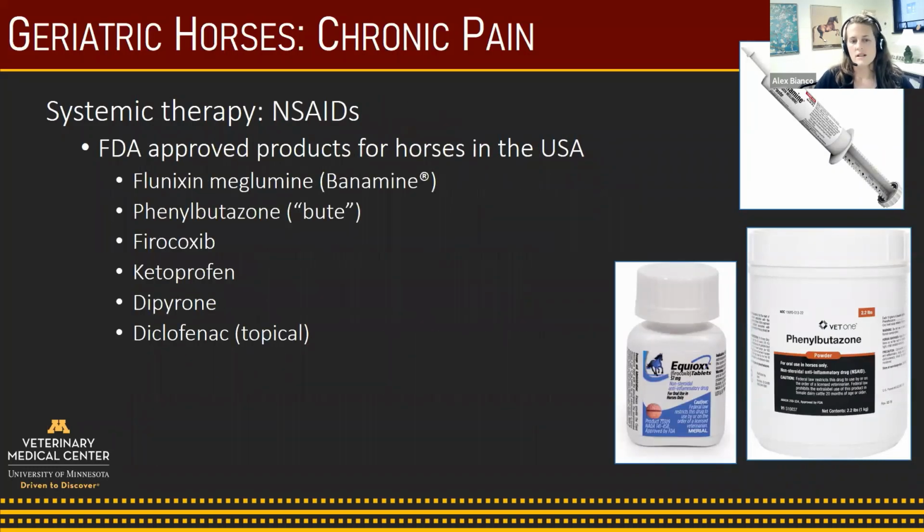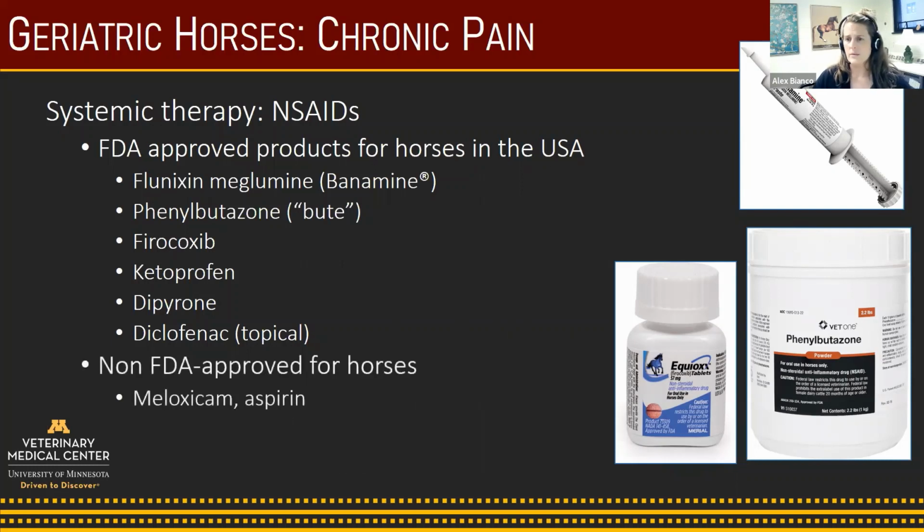So the approved products, there are quite a few products approved for horses in the United States. We're familiar mostly with flunixin, which is Banamine. So Banamine and Bute, also firocoxib, which is Equioxx. There are a couple others, ketoprofen and dipyrone, that are less commonly used. So we'll stick with the big three: Banamine, Bute, and Equioxx. Other medications you might see are meloxicam, which is another NSAID. It's just not FDA approved for horses, and then aspirin.